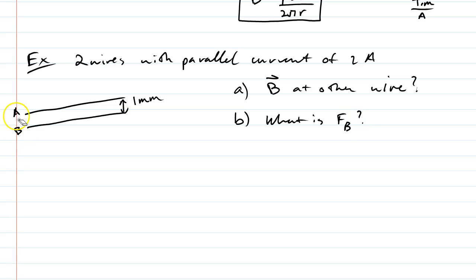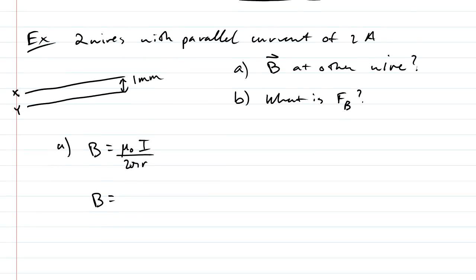Okay. And I guess I shouldn't label them A and B because B could be confused with magnetic force. So let's just say X and Y wires. Alright, so for A, we know that B is going to be the permeability of free space times the current all over 2 pi r. So this right here, we can just plug in what we know. We have 4 pi times 10 to the negative 7th times 2 amps all over 2 pi times the radius. Now the radius here, if you picture the loop here, the radius here is just going to be the distance between the wires. So that's going to be 0.001.